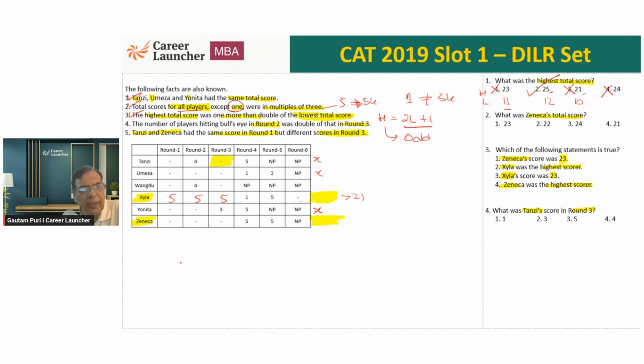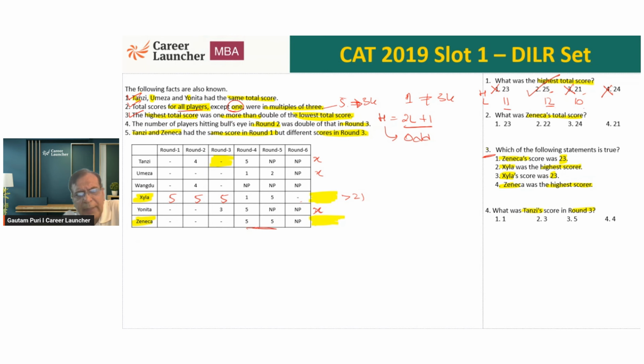Okay, and what about Zeneca? Let's look at Zeneca. Is Zyla the highest? I don't know at this point of time. As per question number 3, Zeneca could be highest, Zyla could be the highest. I don't know which one it is, but I know Zyla is definitely more than 21 and the lowest is going to be 12. So highest is 21, lowest is 12. Let's look at the lowest also. We'll come to the lowest later, first let's look at Zeneca.